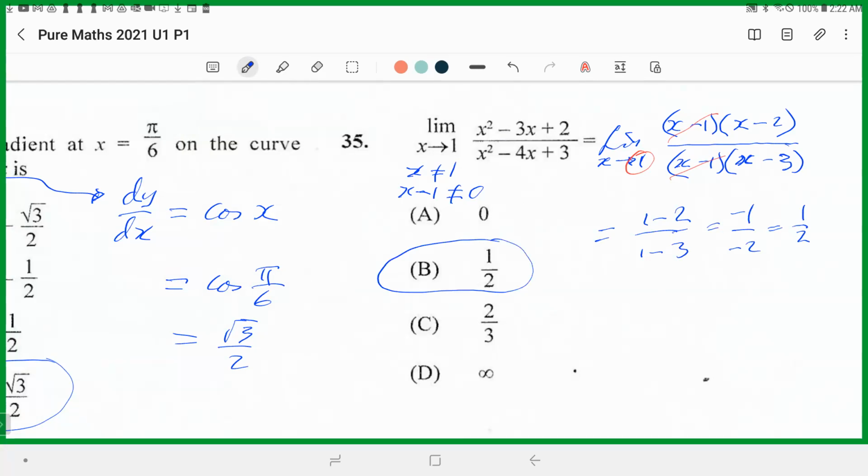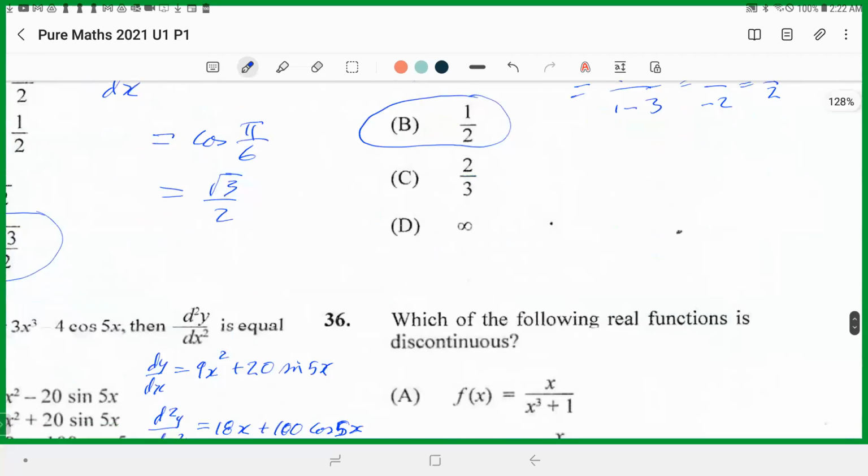1 minus 2 and 1 minus 3. Yeah, that's it. Next one.